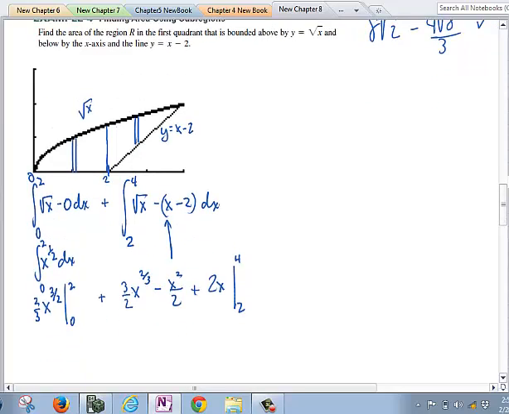So plugging in the values, I have 2/3 of 2 to the 3/2 power, plus, now I have to work on the other integral.